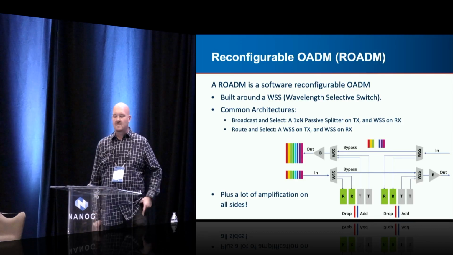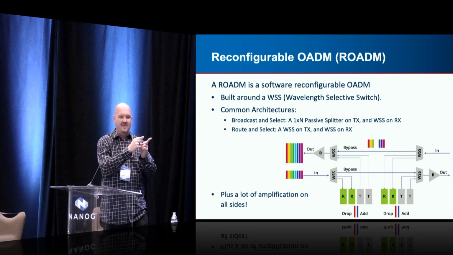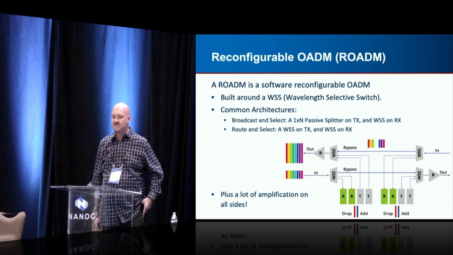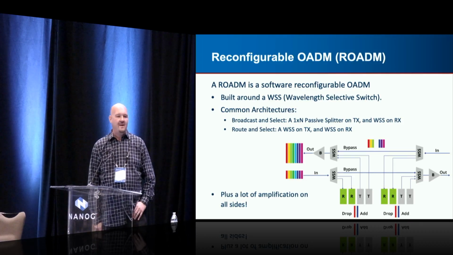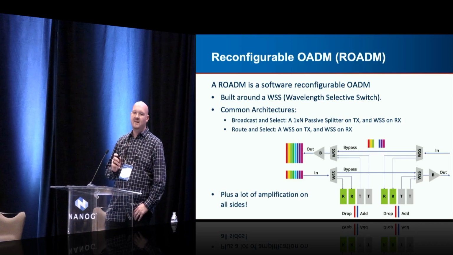The other method is called route and select. So you actually deliberately steer a wavelength this way, and then steer a wavelength as you receive it. These require a lot of amplification, but it lets you build, I'll talk more about this in a second, more complex, more interesting architectures.